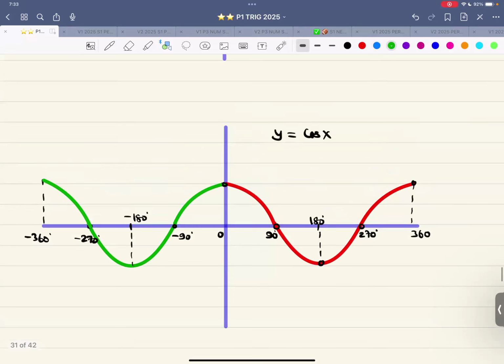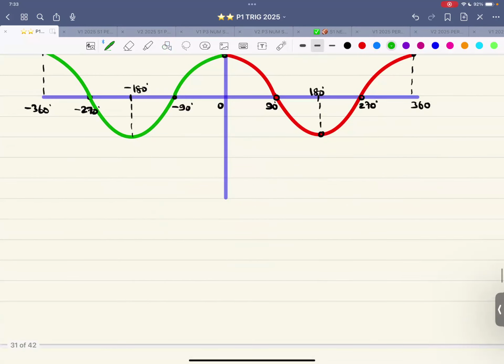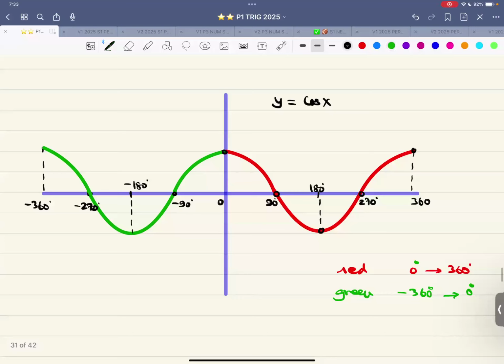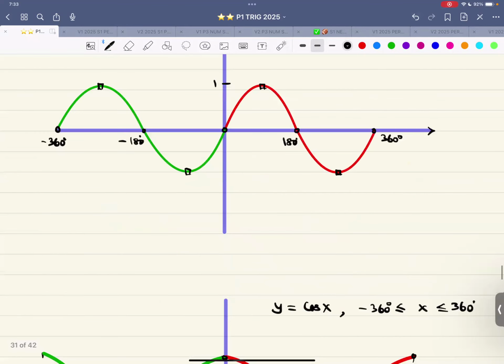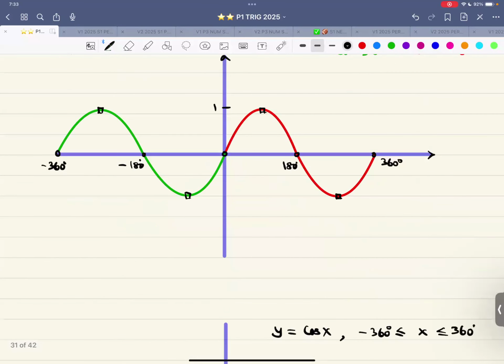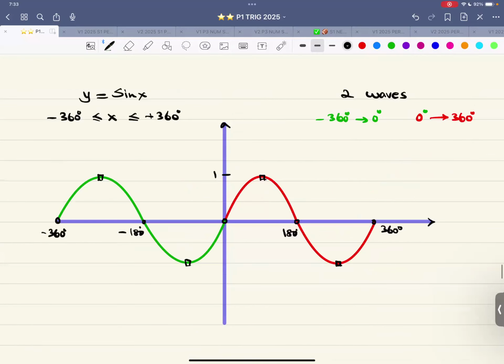Okay, so again, these are two cycles. The first cycle is the red one, from 0 till 360. The other cycle is the green one, from minus 360 to 0. Got the idea? So this is y equals cos x, and x lies between negative 360 to positive 360. Basically I haven't done any transformation, I have just drawn some extended graphs.